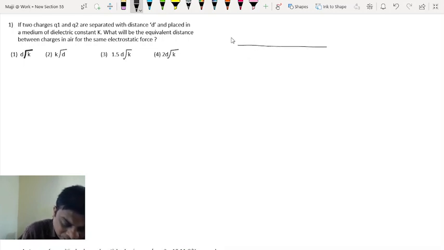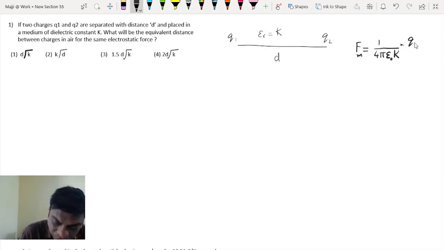So we have two charges Q1 and Q2 separated by distance d in a certain medium with dielectric constant K. So therefore the force between them, force in the medium, you know it is 1 by 4 pi epsilon, where epsilon will be epsilon 0 into epsilon r. So this is the complete constant into product of the charges upon square of separation between them.